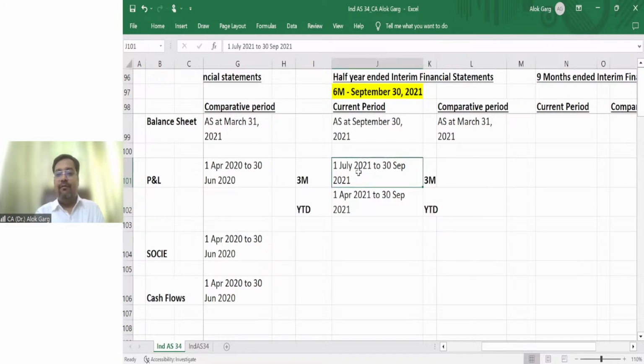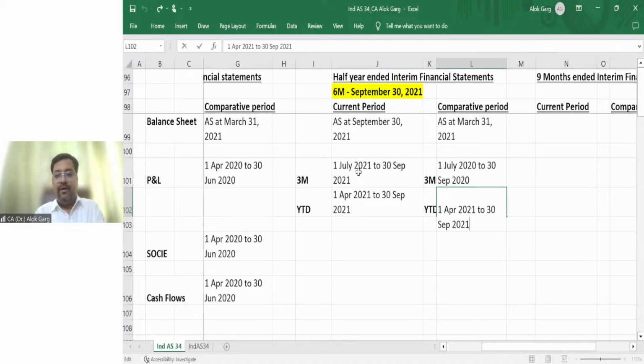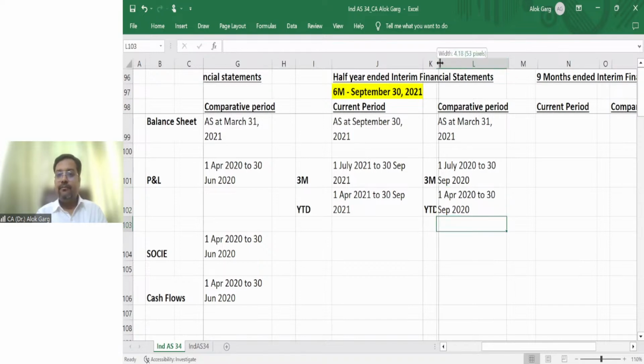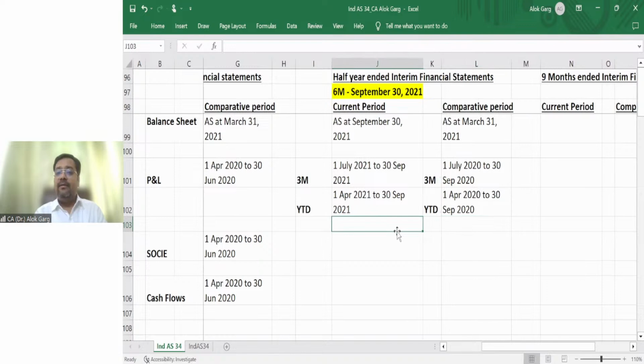The comparative period is 1st July 2020 to 30th September 2020, the same period for last year, and then 1st April 2020 to 30th September 2020. Is that clear? So profit and loss is required to be presented for these periods.